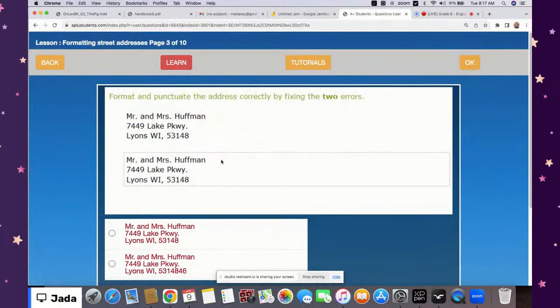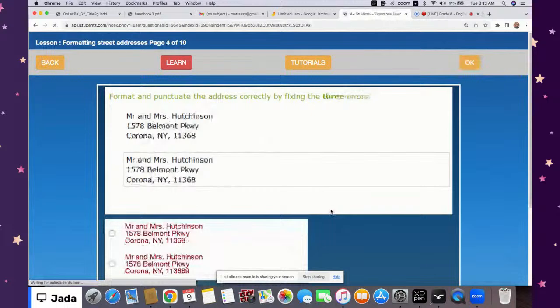And then you have fixing two errors here. What are the errors? Select rules. What are they? They are all corrected here. So yeah, there are three errors here.